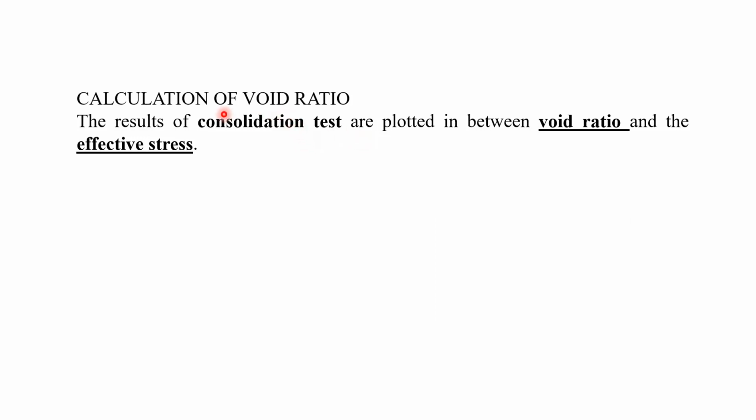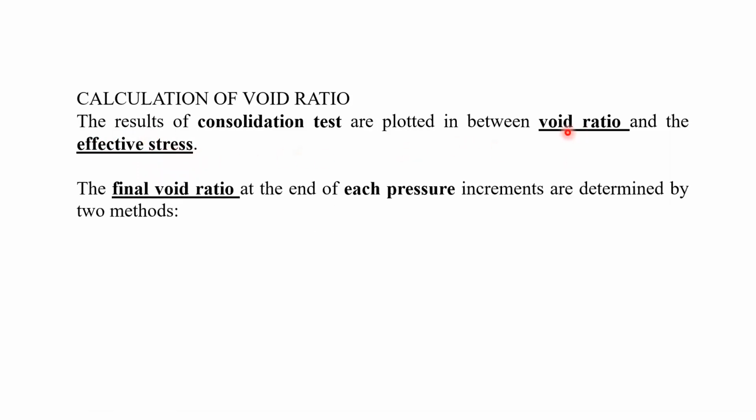So now the question arises, how we can find out the void ratio? And what are the effective stresses? Whatever the load you have used, like 10 kilonewton per meter square, 20, 40, those are called effective stress. But the thing is how we can calculate the void ratio from the experiments, how it is possible.